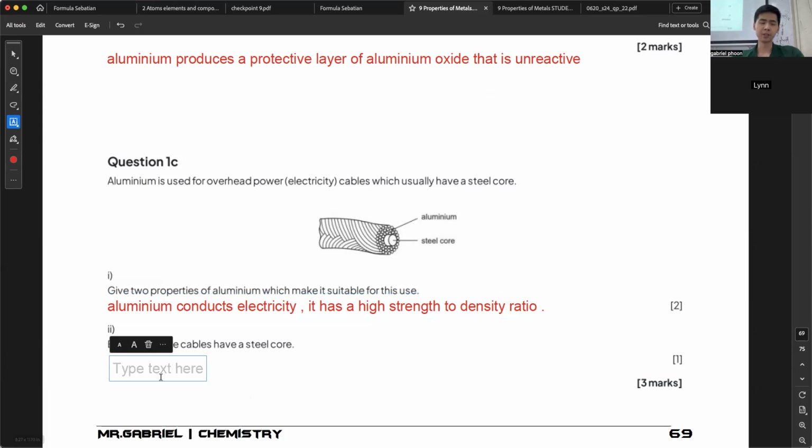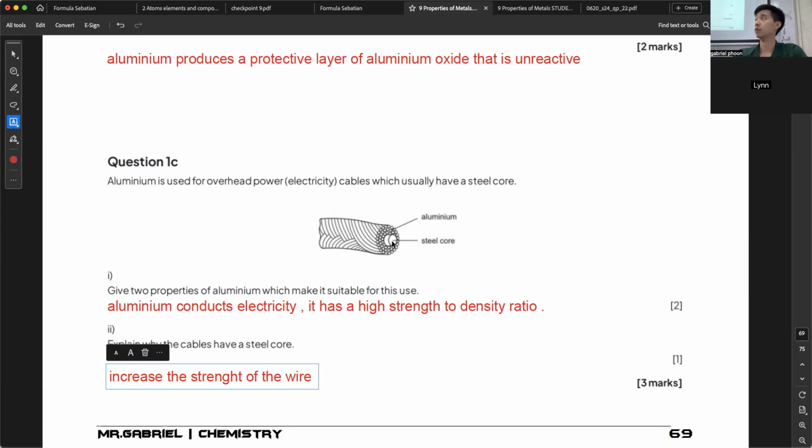And obviously the steel core is for what? Actually, the outside is conducting electricity already. So the steel core is actually to increase the strength of the wire. In fact, if you open up any of the high tension cables, you always see one steel core inside. It's because it wants the wire to have a certain amount of strength. If not, it will break upon itself.